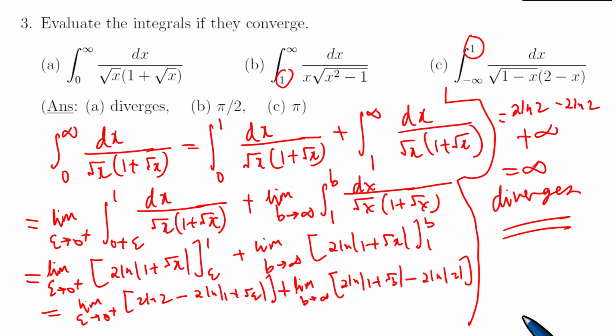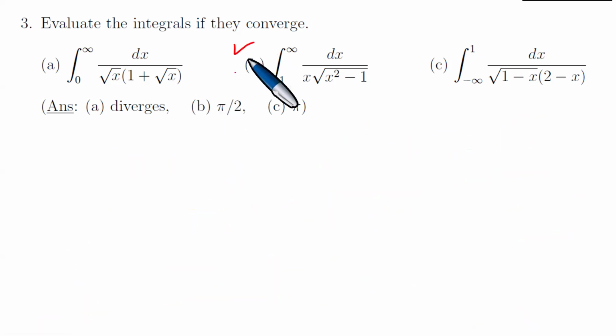I hope that is clear. Okay, so let us move on to the next question. We look at 3B. Now, 3B, the problem is two times also. The infinity makes it improper.